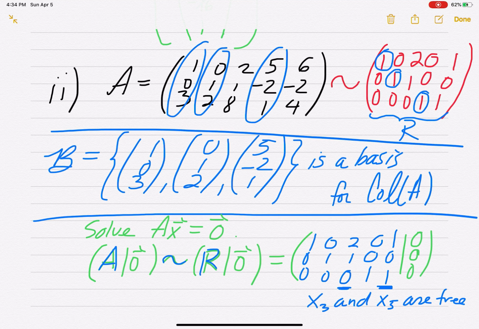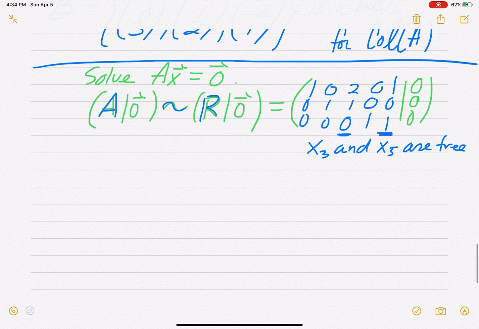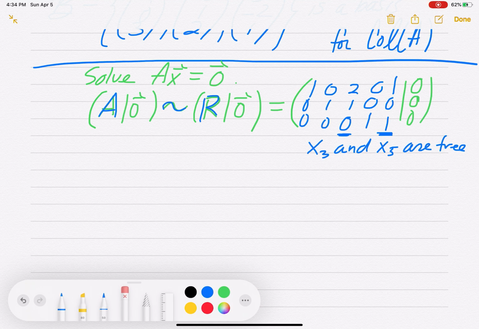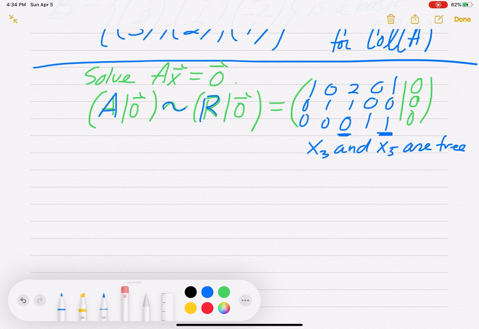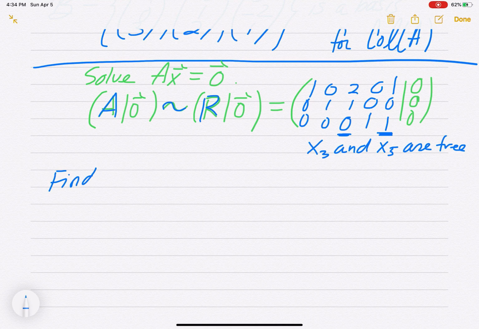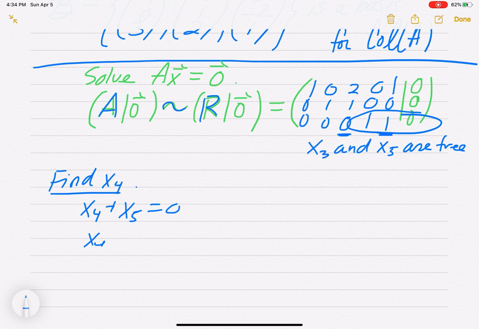Okay, so here we go. So we got to find x4. x5 is free, so next one to find is x4. Using that last row, I'm going to have what? x4 plus x5 equals 0. x4 is negative x5.